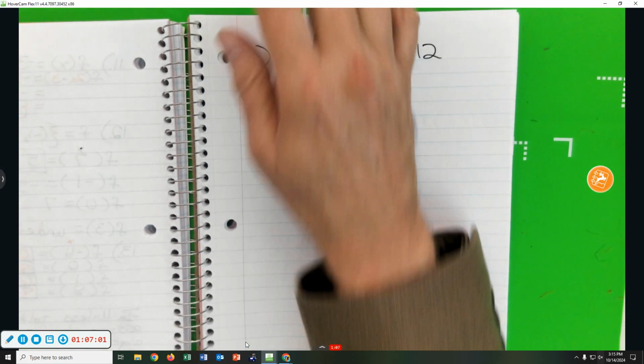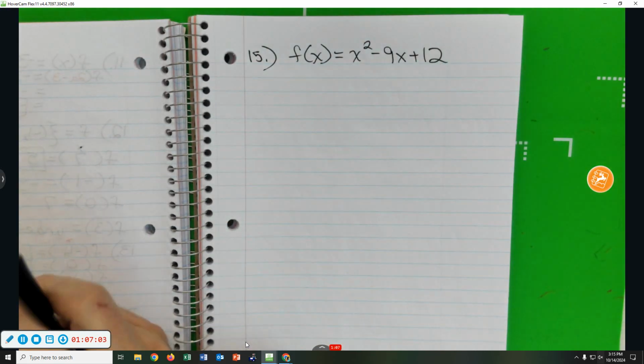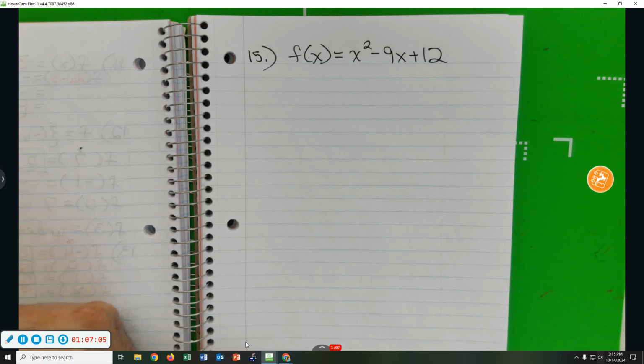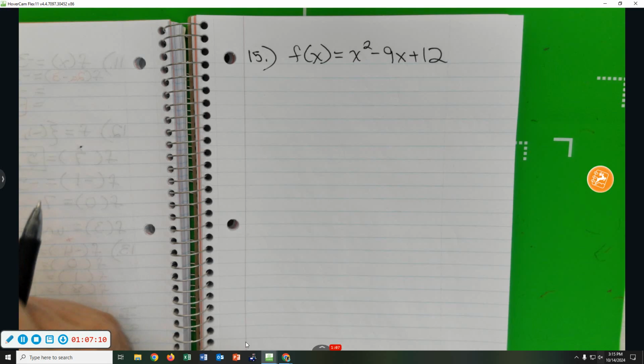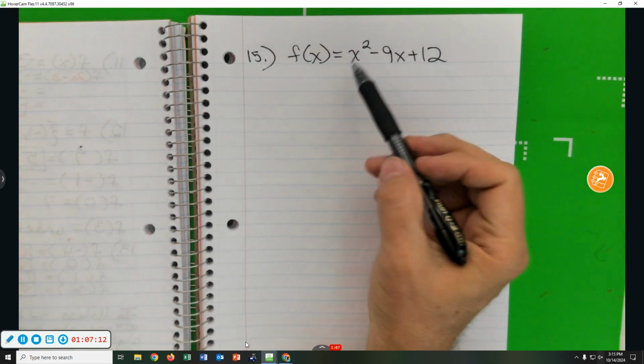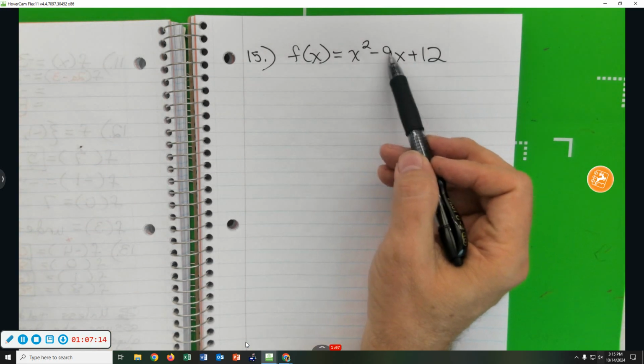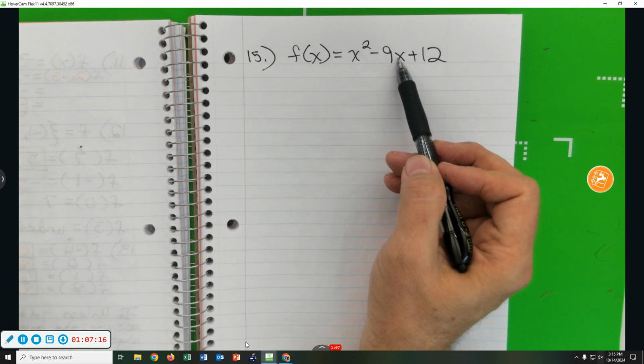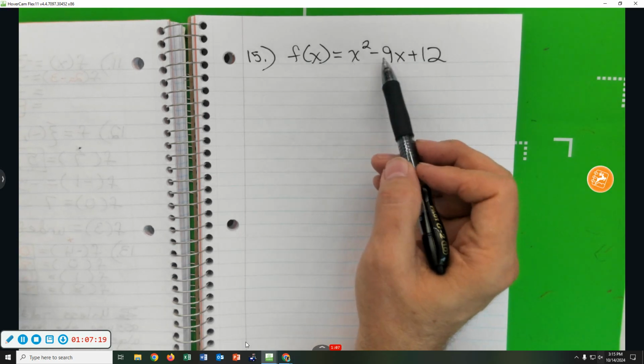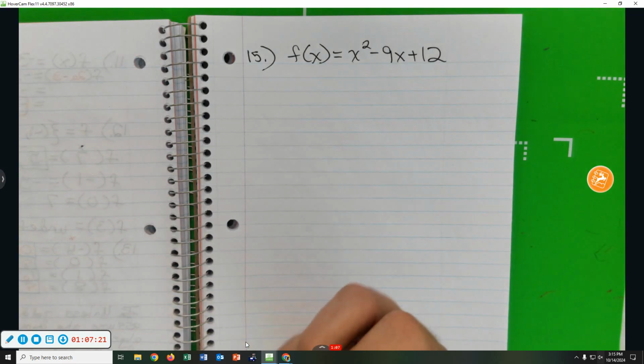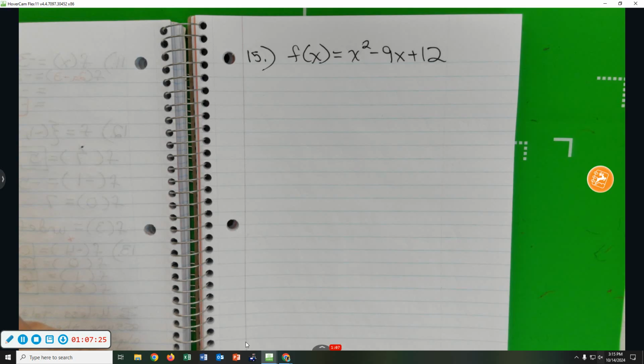What's the domain? Do you see any square roots that could produce imaginary numbers? Negative 9 squared is 81. Negative 9 times negative 9 is another 81. So we have 81 plus 81 plus 12. Okay, I'm doing a bad job of saying this. Let's look at something different. Hold on. I'm going to come back over here.